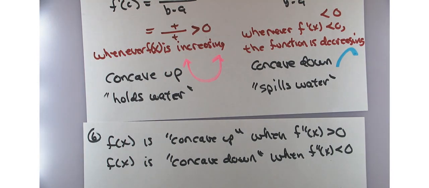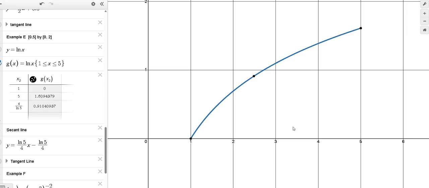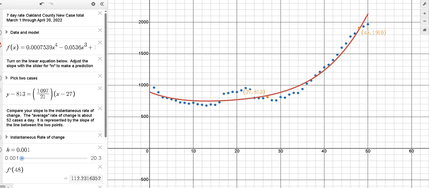Let's match that up with some actual graphs. And for that, let me go back to one of the examples that I gave you right at the start of this course. We're looking at the number of COVID cases in Oakland County a few years ago. What kind of a shape do you think this graph is? Let me turn off the data. Let's just look at the graph. What kind of shape does that have? Is it concave up or concave down? Concave up.